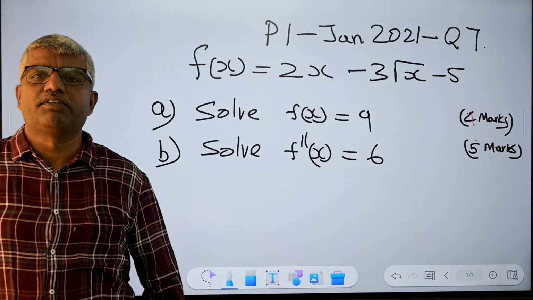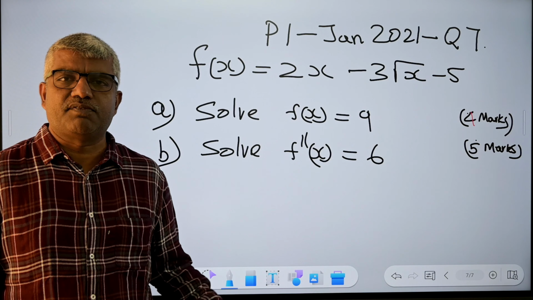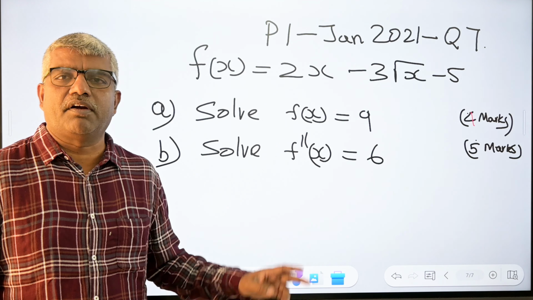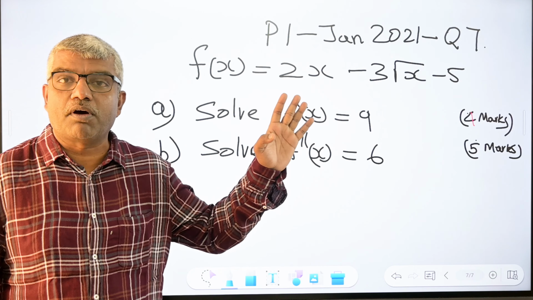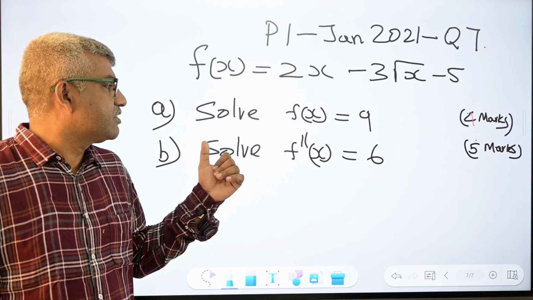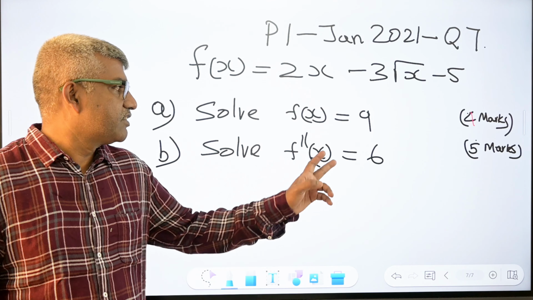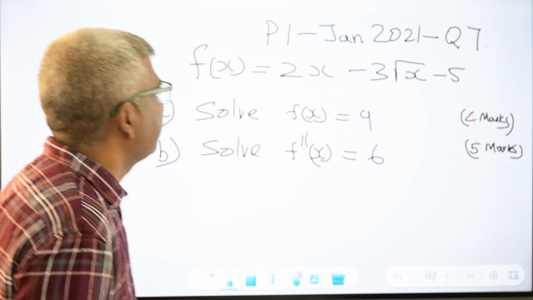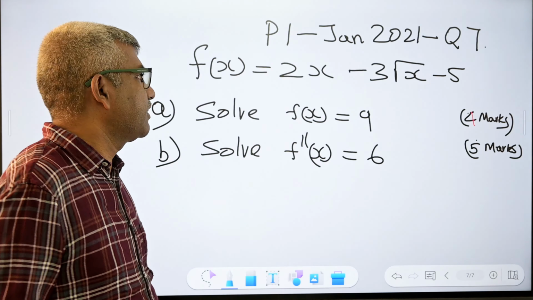f(x) is equal to 2x minus 3 root x minus 5. It has two sections. Part A is f(x) is equal to 9. It is a 4-mark question. Part B is f''(x) is equal to 6. It is a 5-mark question. So if you know this question, we will score 9 marks. Very simple. Okay. Let us see step by step.